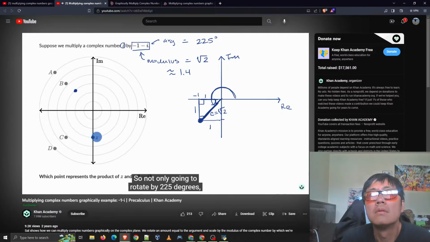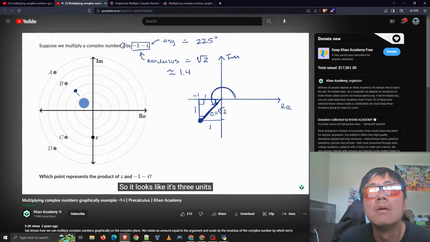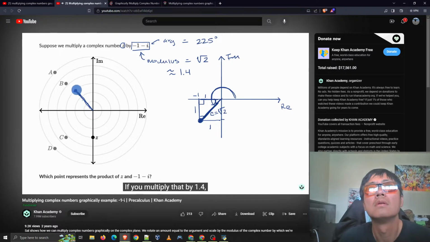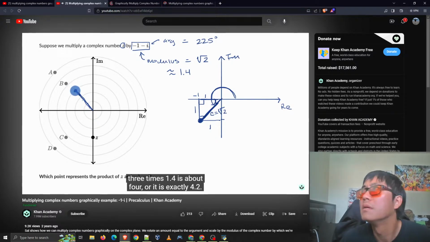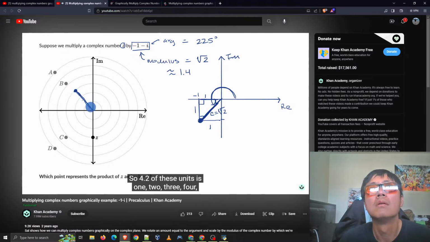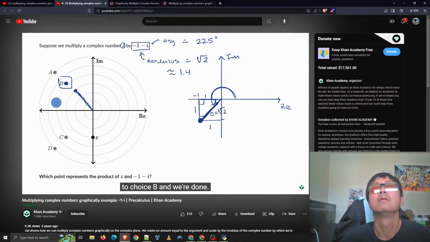So not only are we going to rotate by 225 degrees, we're going to scale the modulus, the distance from the origin, by 1.4. If it looks like it's 3 units from the origin right over here, 3 times 1.4 is exactly 4.2. So 4.2 of these units is 1, 2, 3, 4, and a little bit further, you get right over here to choice B. And we're done.